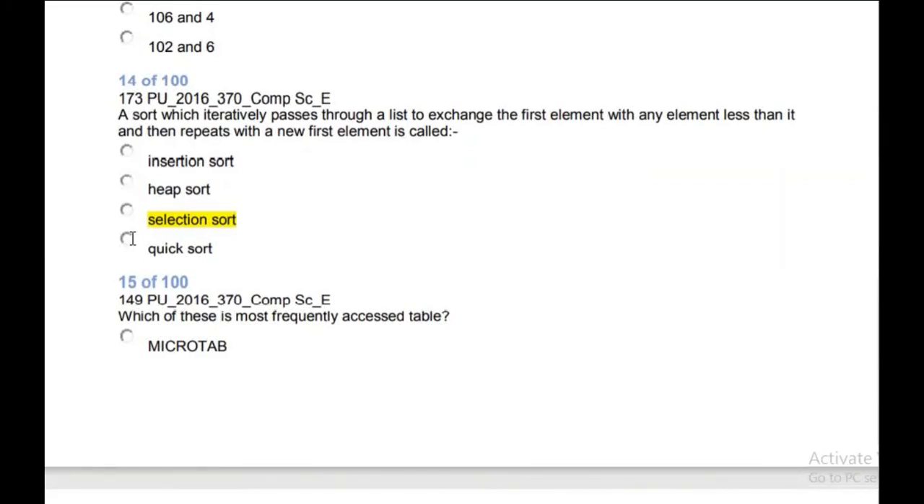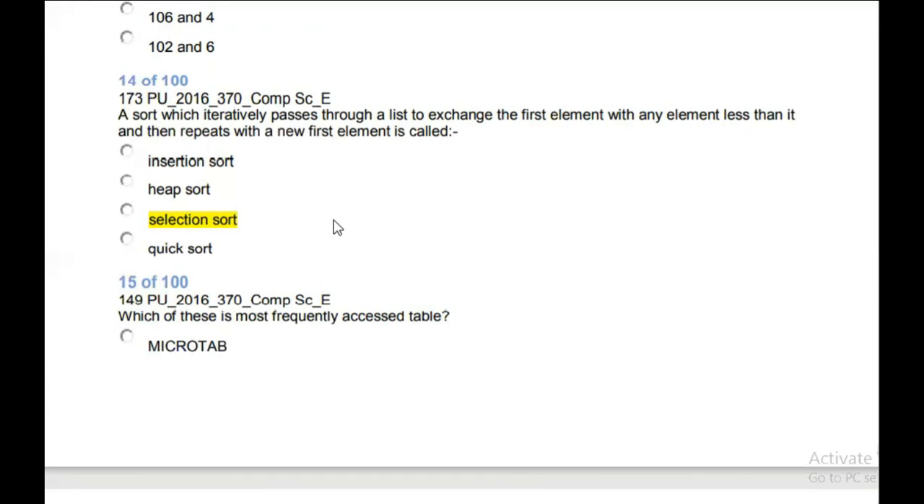A sort which iteratively passes through a list to exchange the first element with any element less than it and then repeats with a new first element is called selection sort. What is selection sort? In case of selection sort, it first selects the first element and compares it with the second element, with the third element, and with the fourth element, and the first element is compared with the last element up to the last element.